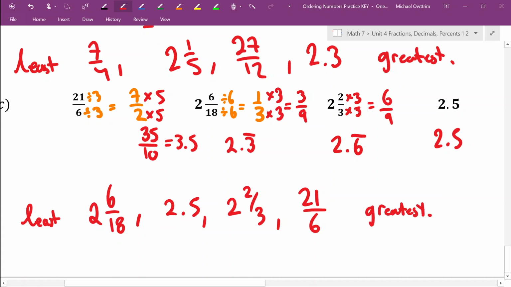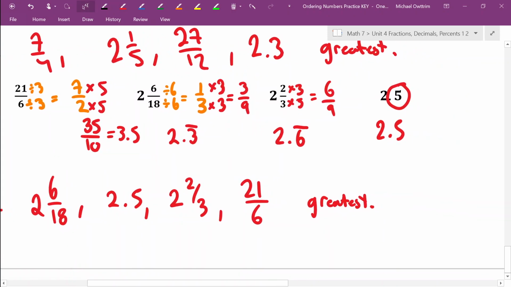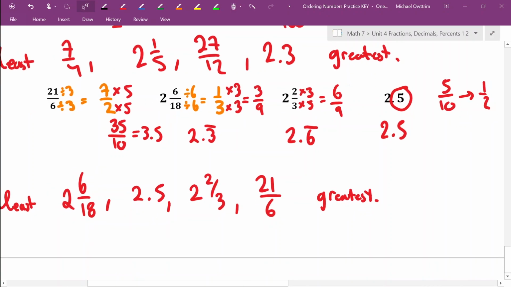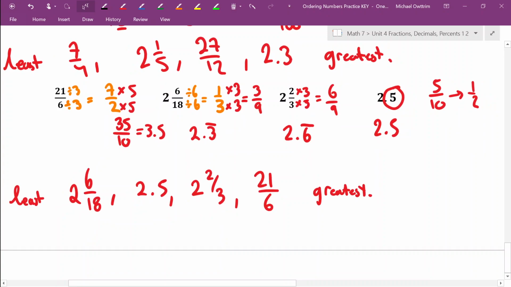It would also be possible to do this one with a common denominator. It's just that you're going to have a denominator of 10 here to start with, 5/10. But you can reduce that down to 1/2 and then have a common denominator of 6, I believe we could use for our 2 and our 3. Okay, so hopefully that has helped you understand how to order numbers by converting either to decimal or to fractions with a common denominator.